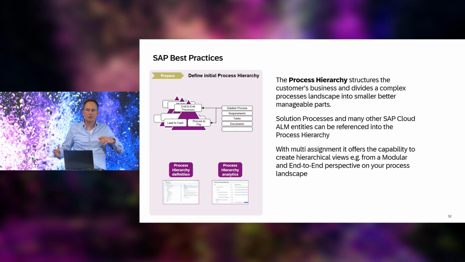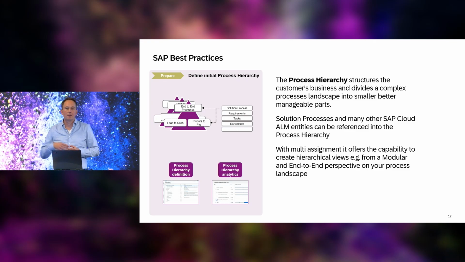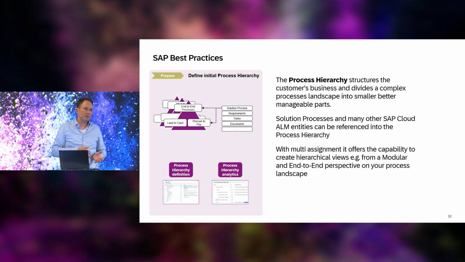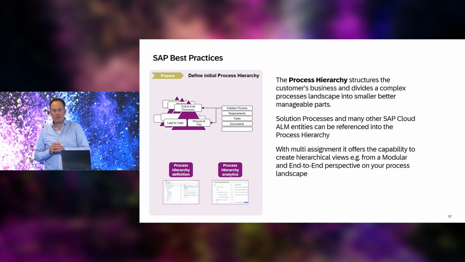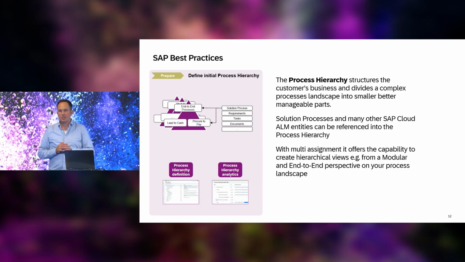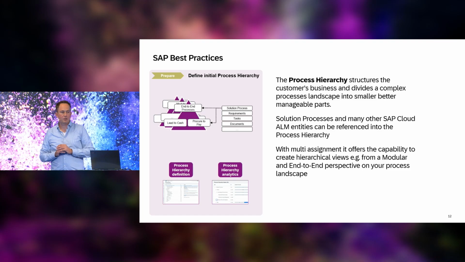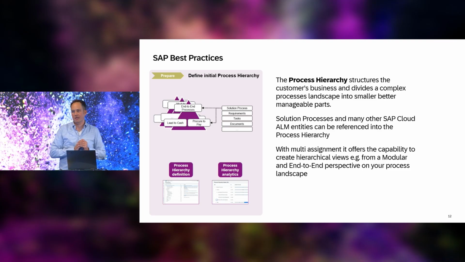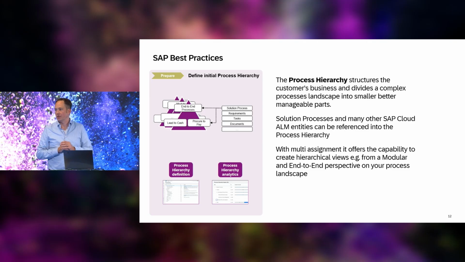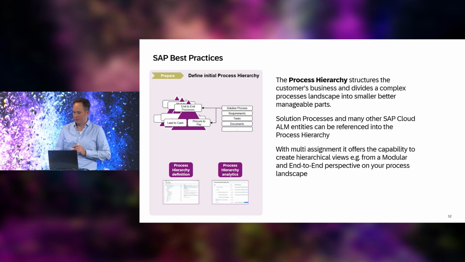The objects that you are able to link to the process hierarchy can have a multi-assignment as well, so that each of the objects can, for example, be part of an end-to-end process as well as be part of a modular process. When you have created your process hierarchy and assigned the objects, there's another app available, which is the analytics app for process hierarchy. This gives you the overview of what is all linked, making the process hierarchy a central place to structure your elements in your project.